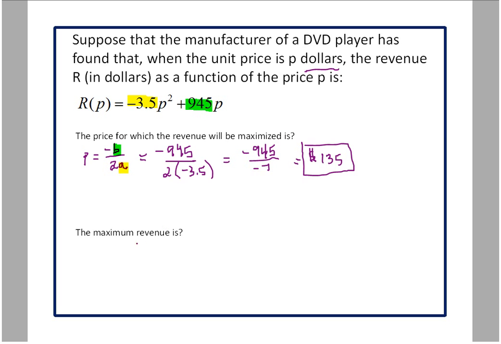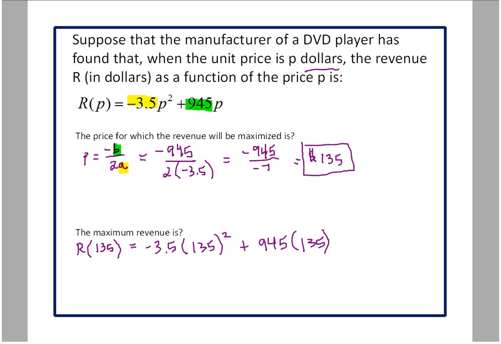Now we need to find the maximum revenue. Well, to do that, we need to take what we found for P and substitute it in for the P's in the equation. So our revenue at $135, which is P, is a negative 3.5 times 135 squared plus 945 times 135. And then we just solve. We're going to do our square first. That's 135 times 135.